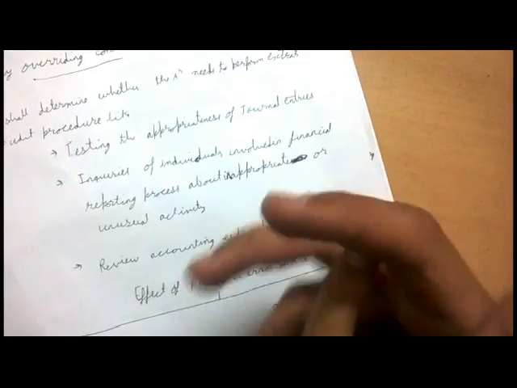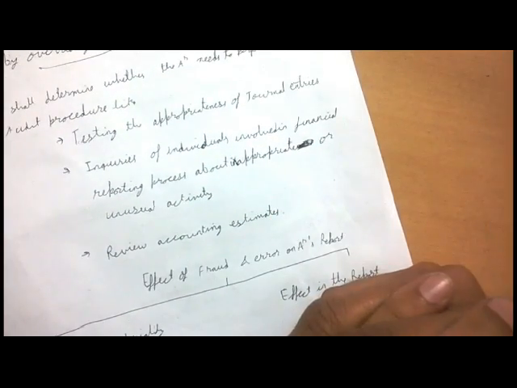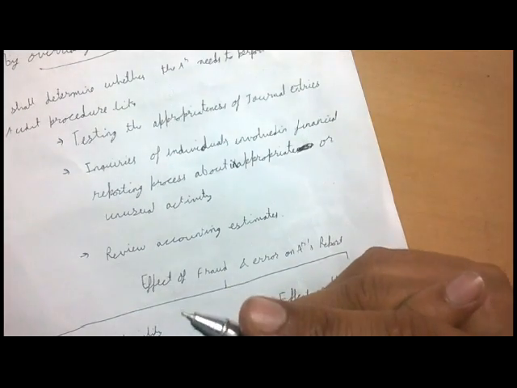Then review the accounting estimates. Management makes the accounting estimates. There's a separate ISA, I guess 540 or 520, I'm not sure about this, on accounting estimates. You may watch my video on the same as well, where we review the accounting estimates.